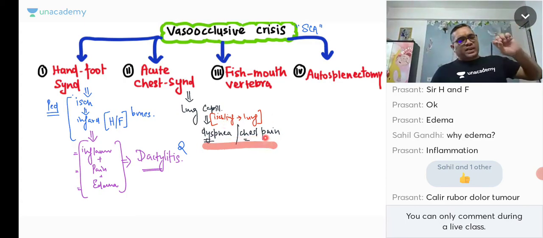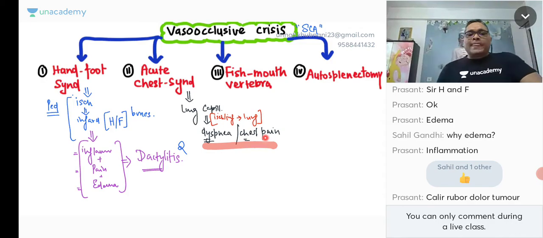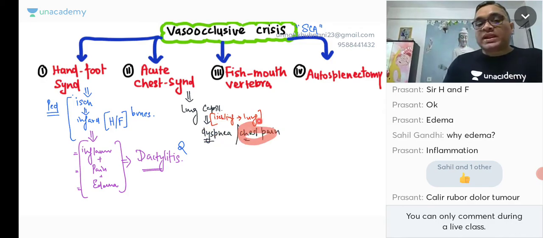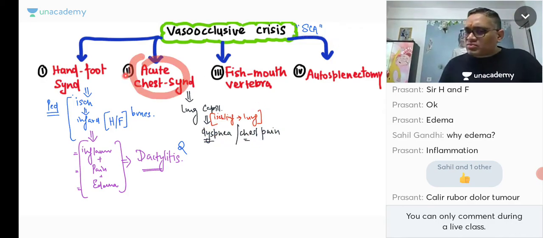So now you are sitting in your OPD. A patient has come to you who is approximately a 15-year-old boy, and he says, I'm having dyspnea, I'm having chest pain, right? So it will be simulating which one? It will be simulating cardiac angina. So how are you going to differentiate cardiac angina from here?